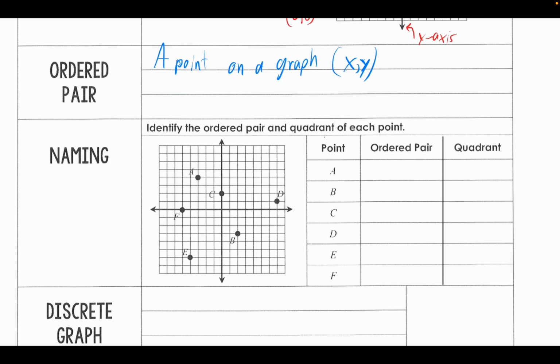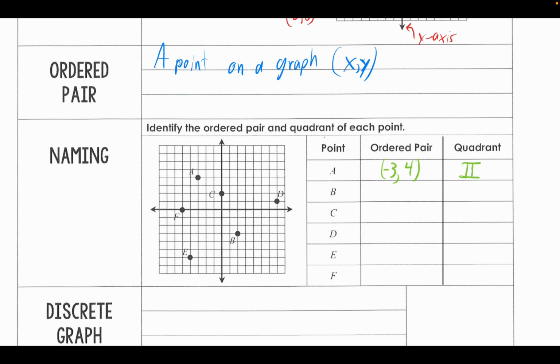As we look at this ordered pair, we say this value of A is 3 to the left. So 1, 2, 3, which gives it an x value of -3, comma, the y value. Well, how high up is it? 1, 2, 3, 4. So it's (-3, 4) is the ordered pair. And the quadrant it is in is quadrant 2. It's the top left one.